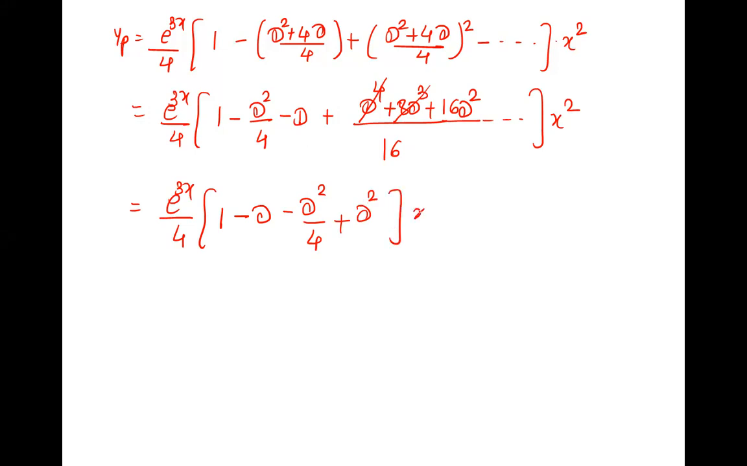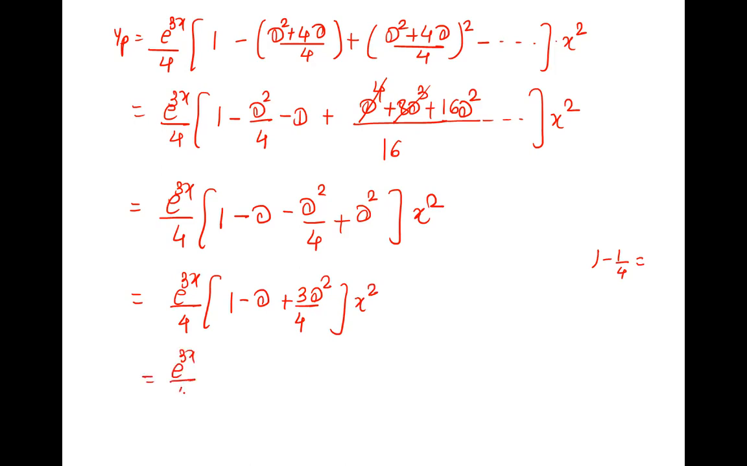And let's remove the rest, so on. So it is e raised to 3x by 4, 1 minus d, how much is d square? 3d square by 4. Yes, 4 minus 1, 3 by 4. Yes. So 3d square by 4. Now open it. 1 into this minus d into this plus this into this.